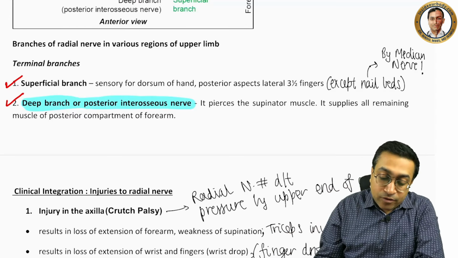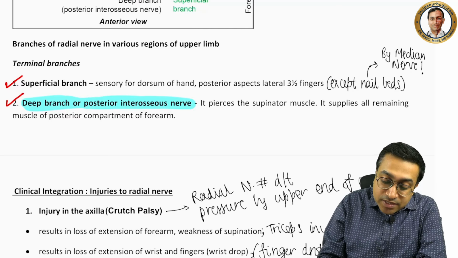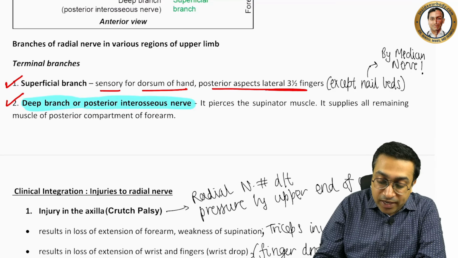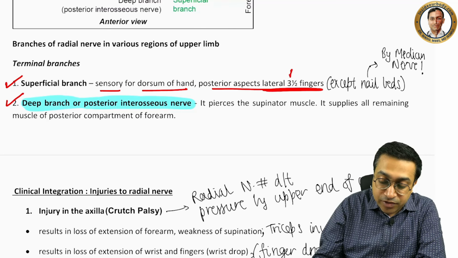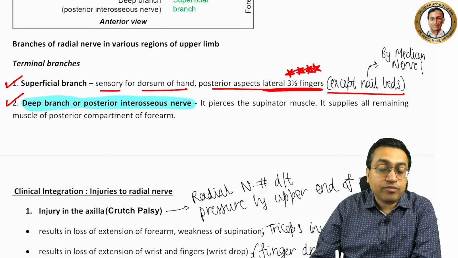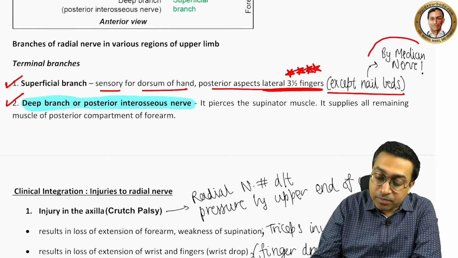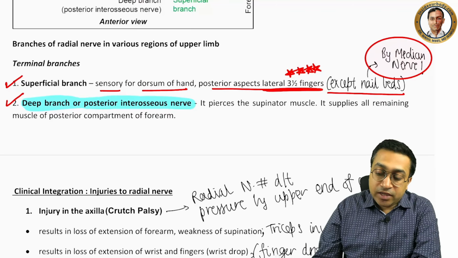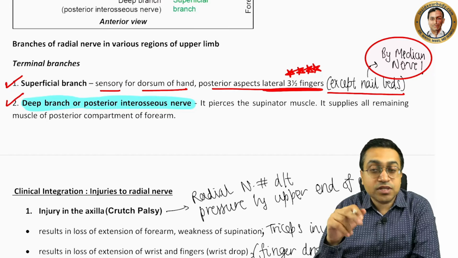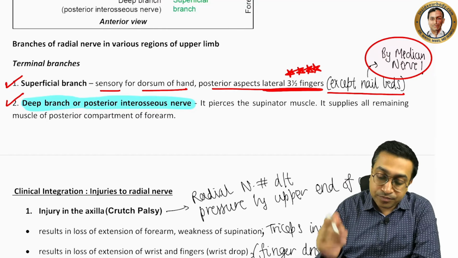Terminal branches: sensory supply to the dorsum of hand, posterior aspect of the lateral 3.5 fingers, very important. Eventually you will understand, it is asked in the exams. And this is except nail beds. Why? Because nail bed is being supplied by the median nerve. So that is the difference here. Nail bed is being supplied by the median nerve, whereas lateral 3.5 fingers is supplied by the radial nerve.